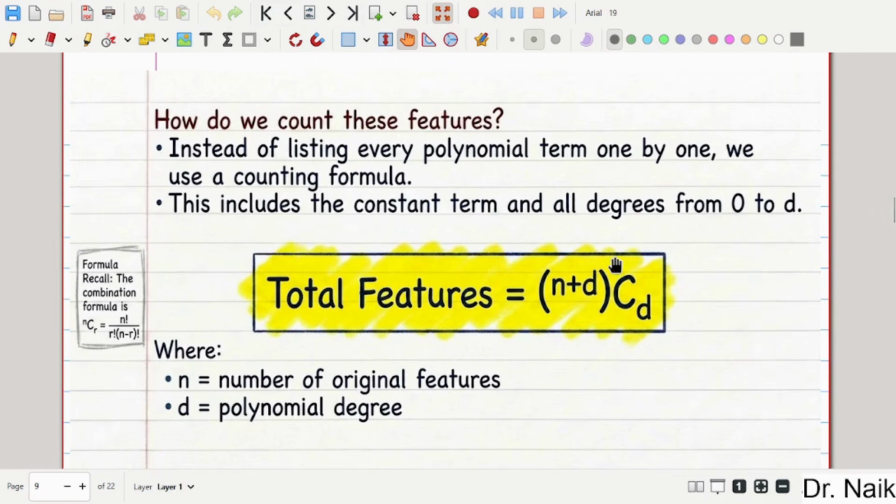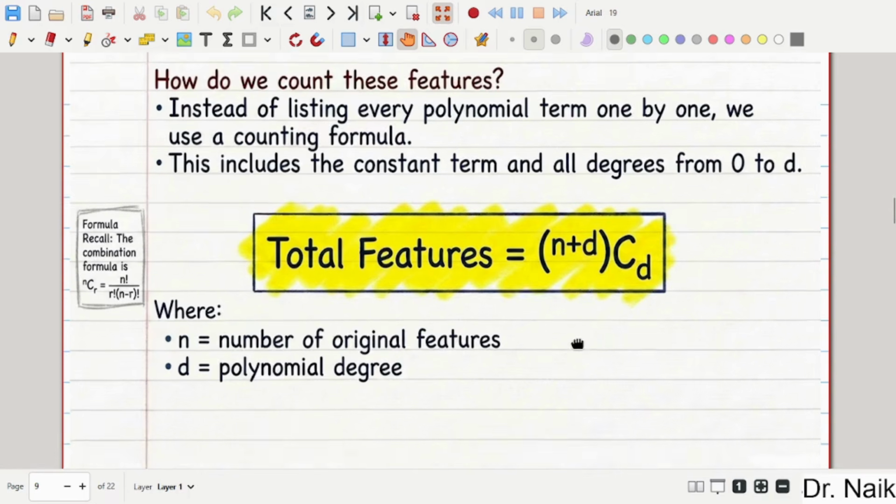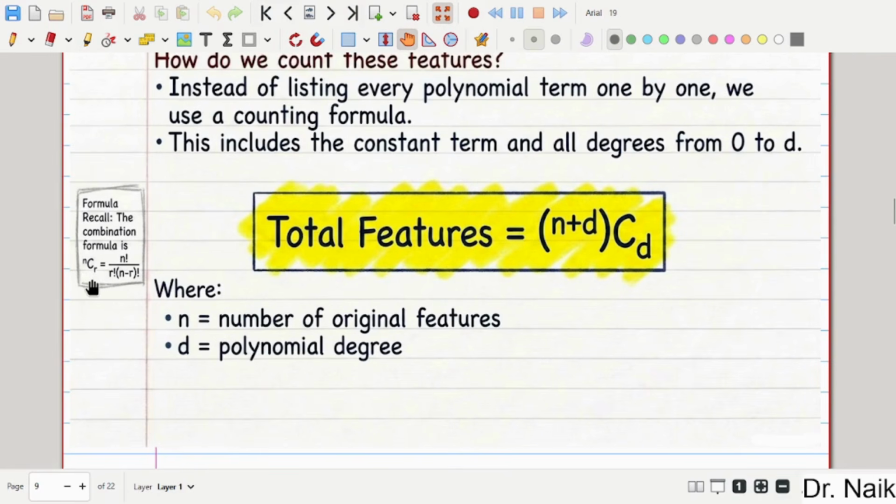How do we count these features? Instead of listing every polynomial term one by one, we can compute it by formula. These include the constant term and all the degrees from 0 to d. So, the number of features is calculated by the formula (n plus d) choose d, where n is the number of original features and d is the polynomial degree. Recall that n choose r is equal to n factorial divided by r factorial times (n minus r) factorial.